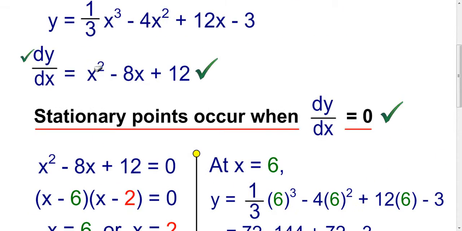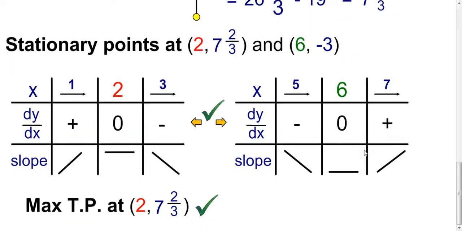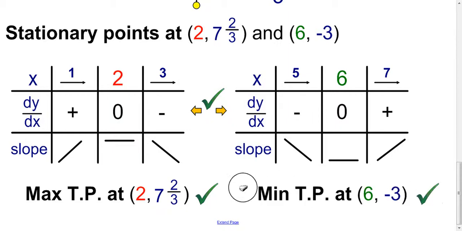So if we put 7 up here, 7 squared is 49. If you add 12, you get to 61. And if you take away 7 8s are 56. So 61 take away 56, that's positive. So that's going up. So a minimum turning point at 6, -3 for our final mark.